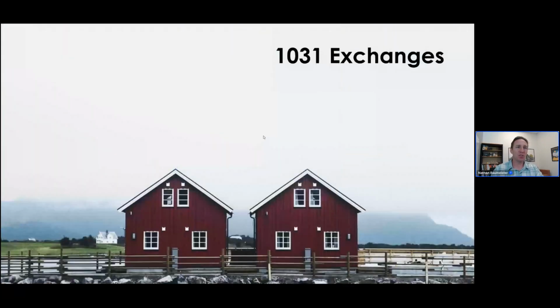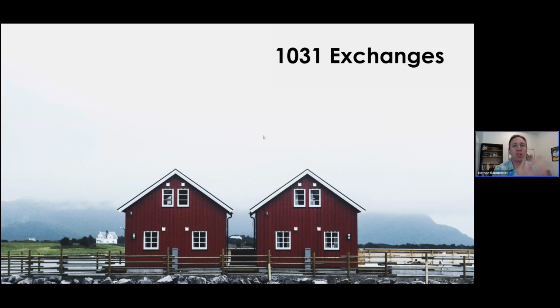So let's jump into the first one, 1031 exchanges. 1031 exchanges are really, really interesting. For those of you that aren't familiar with it, there is a code in the IRS that allows for like-kind exchanges to happen where the gains of the sale of one property, as long as you invest it into something that is like or similar to that property, you are able to do so without being taxed on those gains.